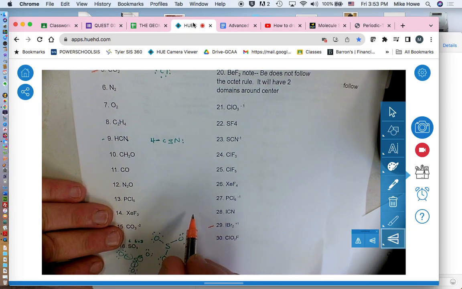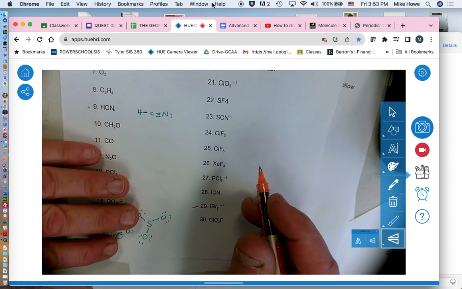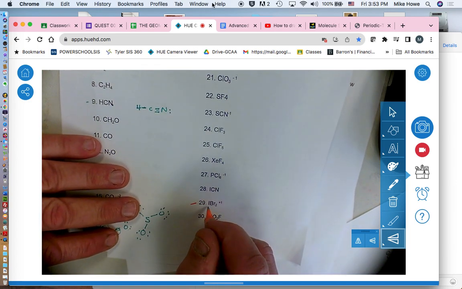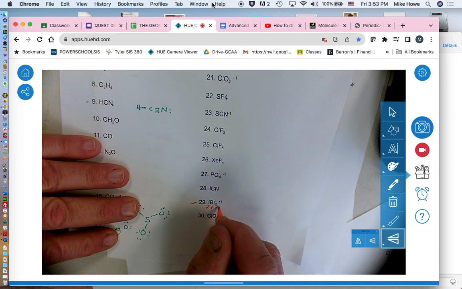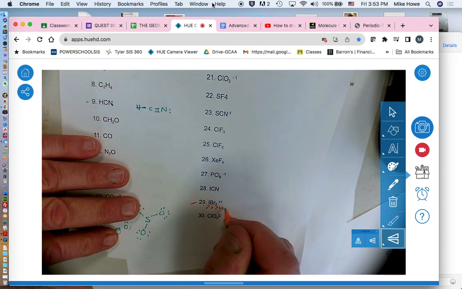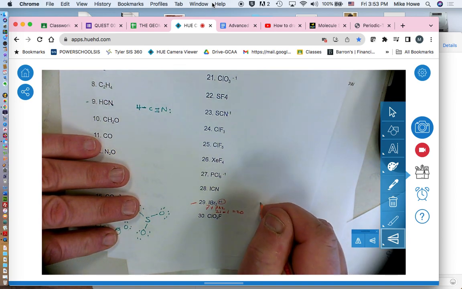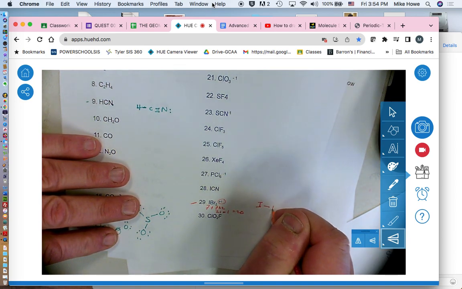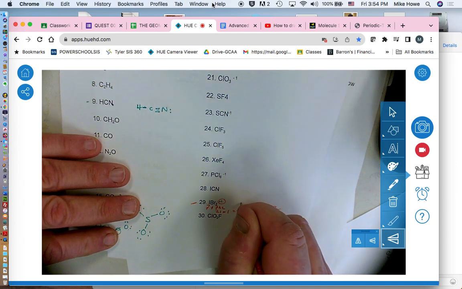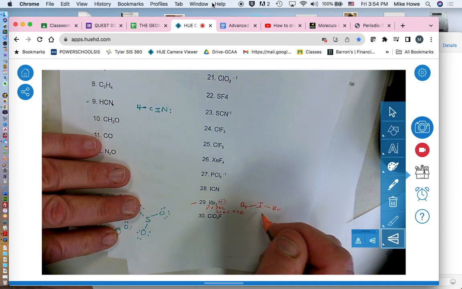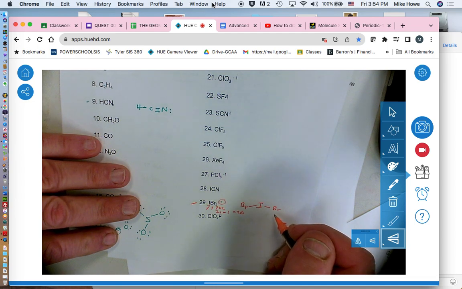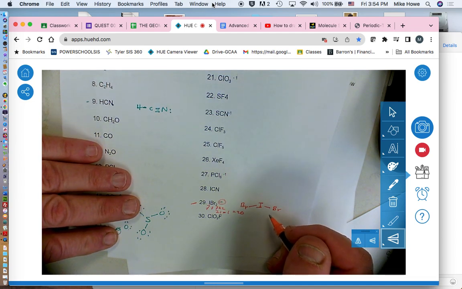We didn't draw 29, let's do 29. So IBr2 with a +1 charge. We'd have 7 plus 7 times 2 is 14. So we end up with 21 valence electrons, but the +1 charge means we've lost 1. So we take away 1, and that gives us 20 valence electrons. So we're going to put an I in the middle and a Br out to the sides. And the reason for that, again, I is less electronegative than bromine, a little closer to the center. They both have the same number of bonding sites.